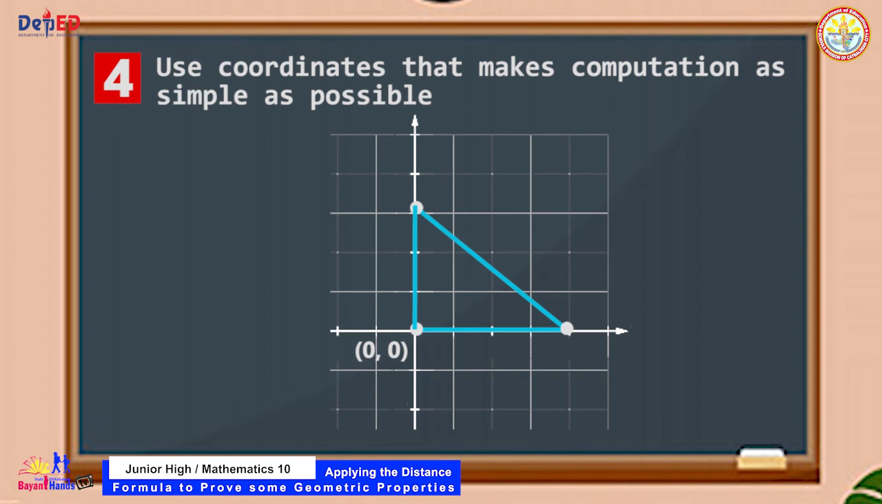Since this point is at the origin, then its coordinate is (0, 0). If the length of this segment is r, and this point lies in the x-axis, then the coordinate of the x-intercept is (r, 0). Lastly, if the length of this segment is s, and this point lies in the y-axis, then the coordinate of this point is (0, s).